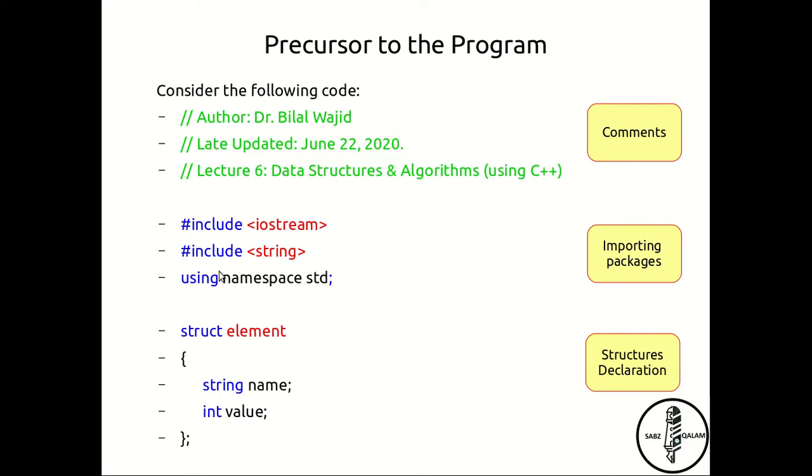Then comes our all-important packages: include iostream, and using namespace std allows us to use the cin and cout commands. And finally, include string is needed whenever you use the string data type. Because we're using that for the name, we do have to include that. Now comes all the global variables and definitions, in this case the structure declaration. So you have comments, import statements, and any global variables or structure definitions that need to come here.